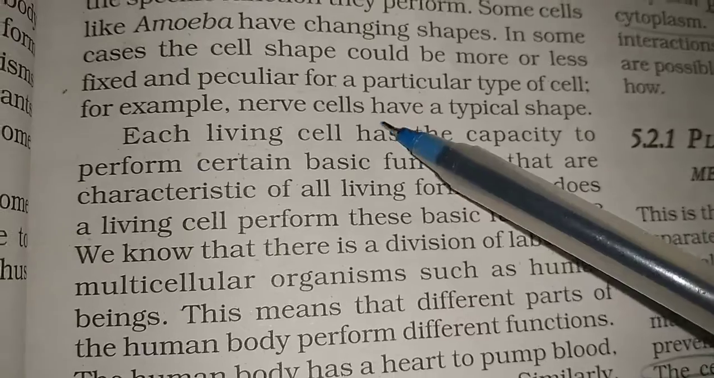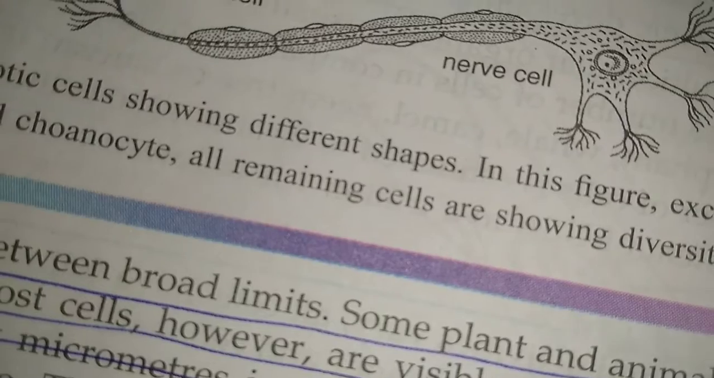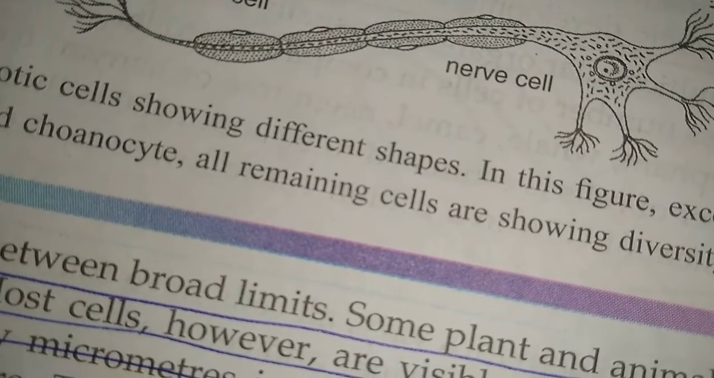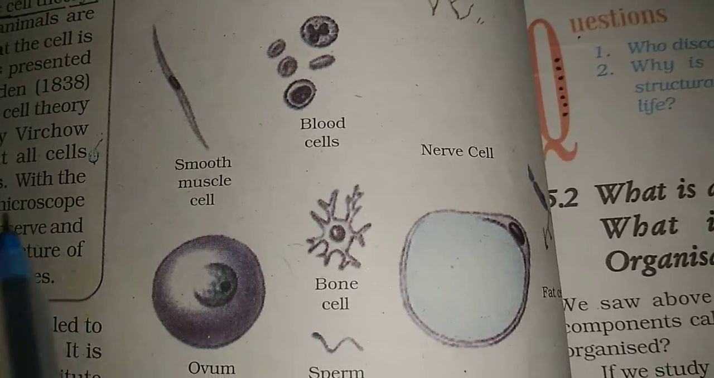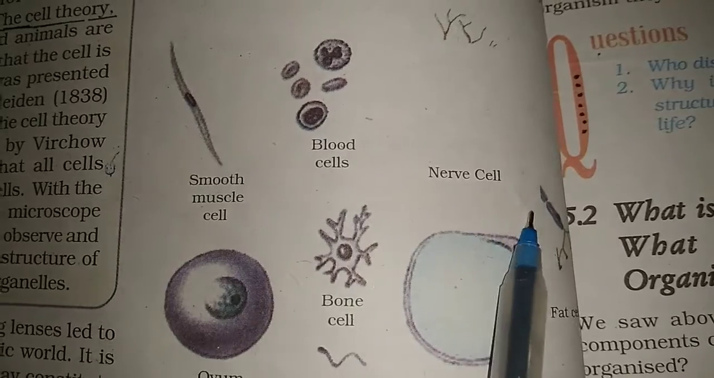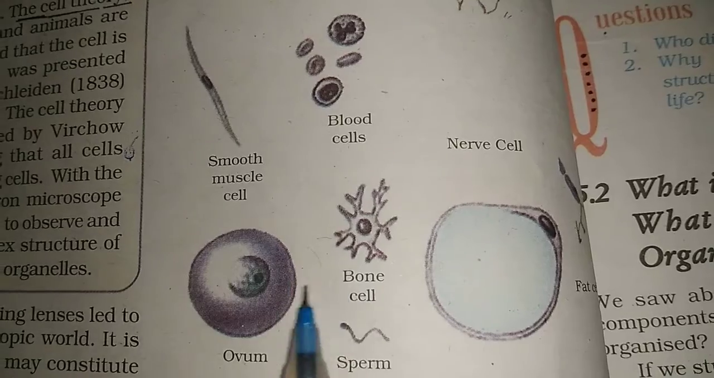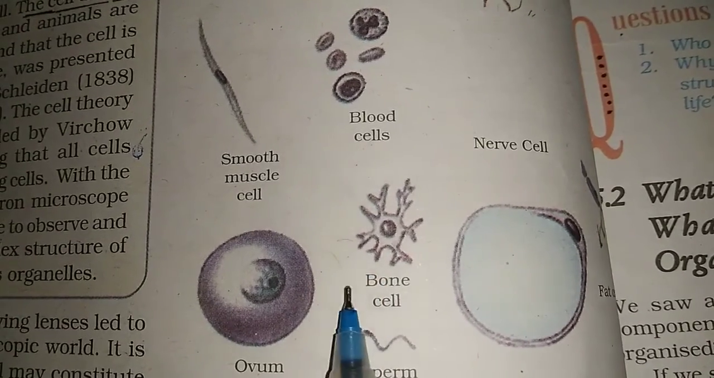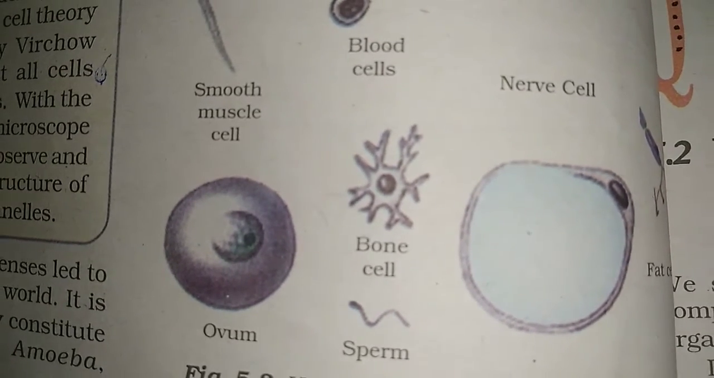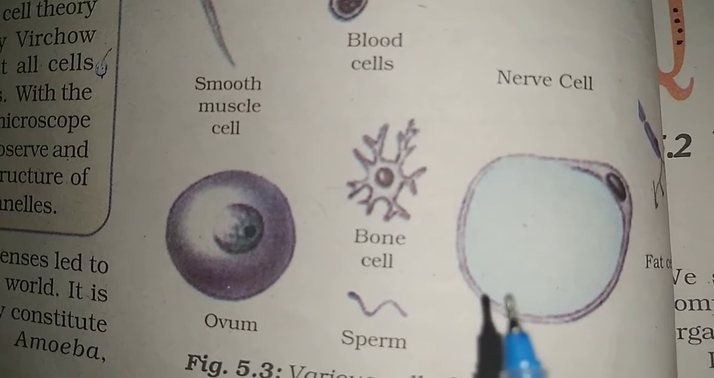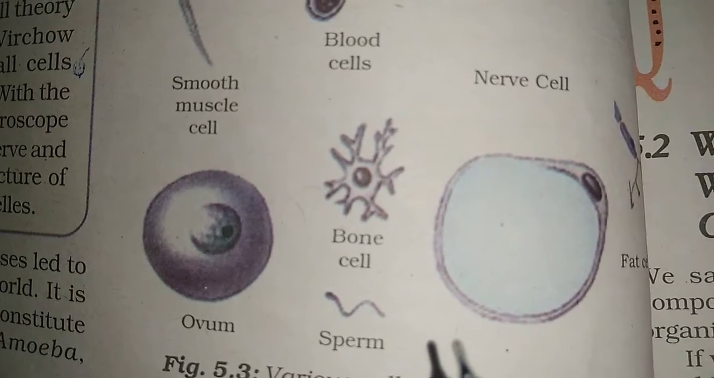For example, nerve cell. And nerve cell has a very typical shape. I'll show you the nerve cell here. So students, here it is the nerve cell. See what is the shape of the nerve cell. And here are some cells with their shape, right? So there is a large variety of cells, in their shape and also their structure. The size of the cells also varies, and some of the plant and animal cells are visible with the naked eyes, but most of the cells can be viewed with the help of a microscope only.